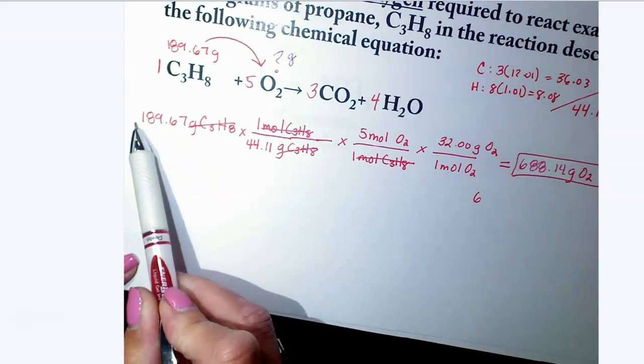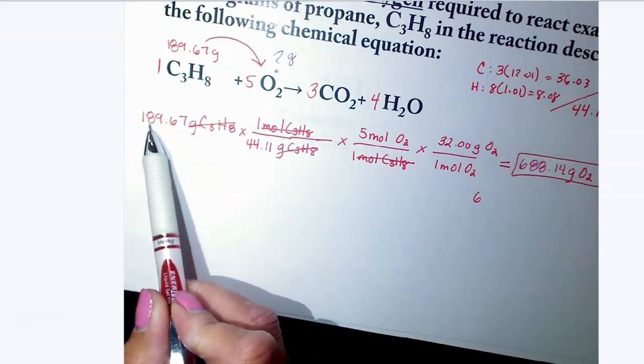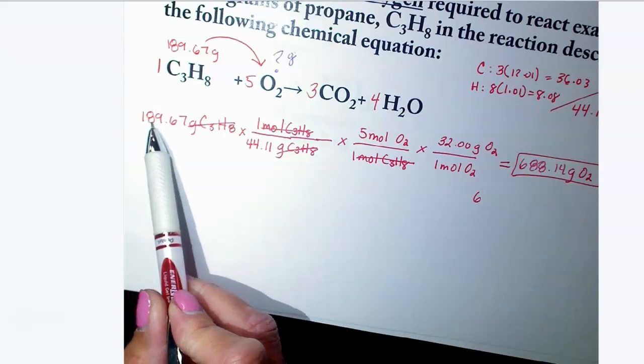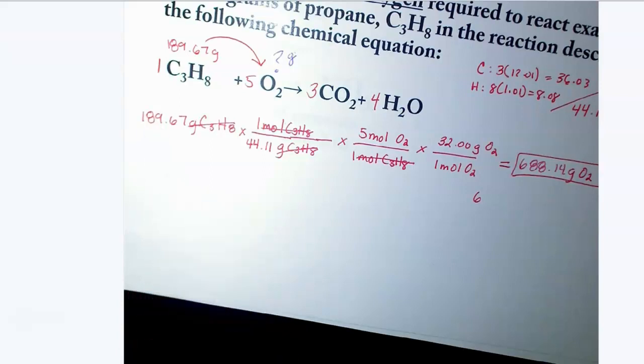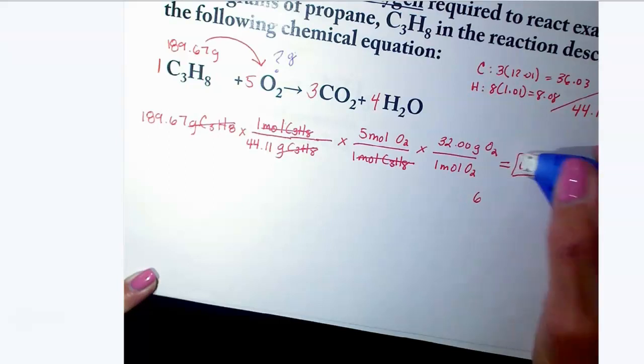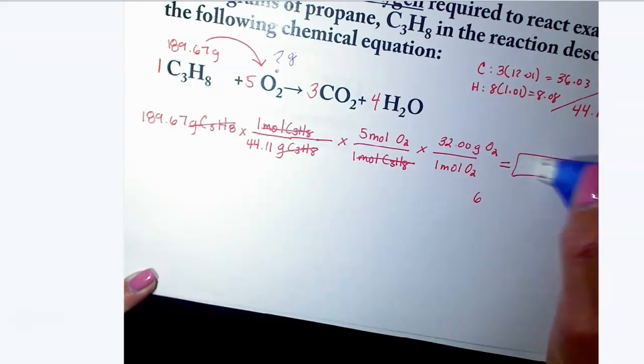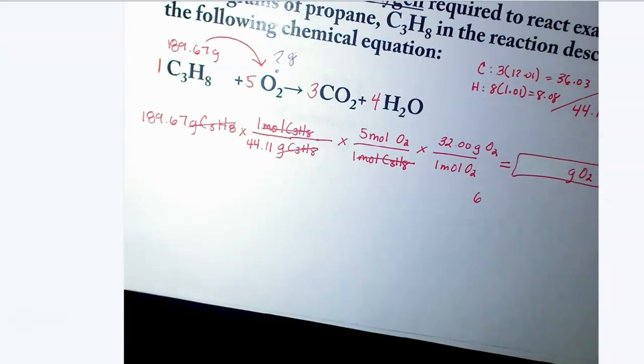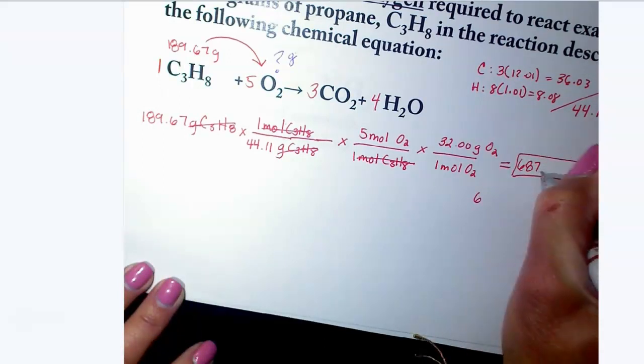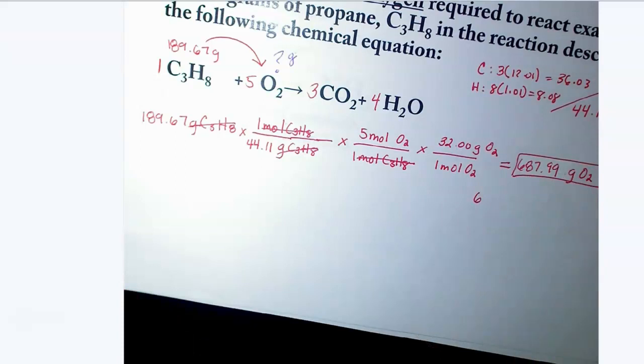So I multiplied. Maybe you did what I did, because I think I flipped those two digits in 189. So 189.67 times 5 times 32 divided by 44.11. Oh no, maybe I was right. Did you get 687.99? Yeah. Okay. I wrote the propane number wrong. Okay, you're cool. So 687.99. There we go.